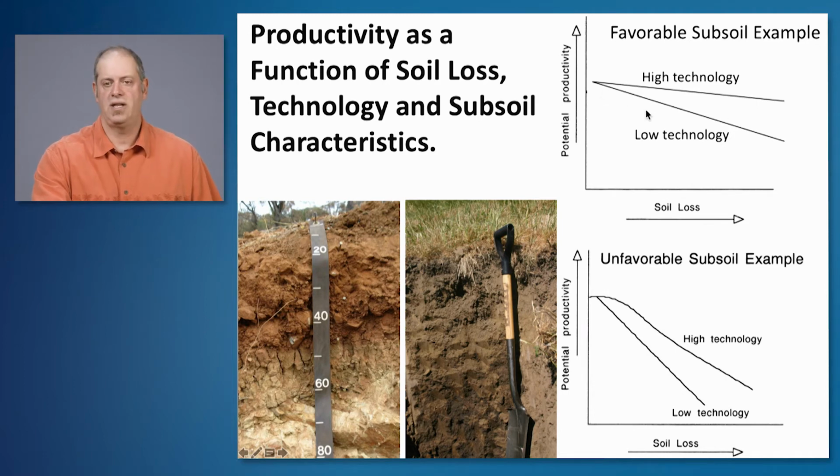But with lower technology, such as that in rangelands or in developing countries, we don't have the capacity of offsetting that soil loss. So the trajectory of increasing soil loss is steeper with its effect on productivity. The slope of these lines is much steeper when you have an unfavorable subsoil. Above, we had a favorable subsoil. Here, a poor quality subsoil. And you can see that even with high technology, you can't fix that soil if you're losing that topsoil.